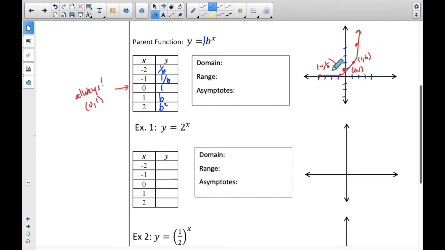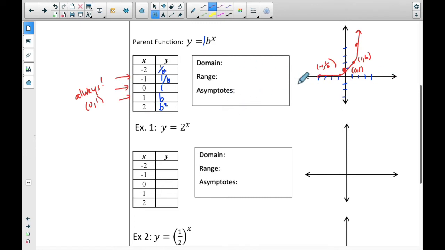I know that's kind of hard to read because my handwriting is a little bit messy. I was trying to fit it in there. But these are the points. You will always have these 3 points. These 3 points are very important points. Let's talk about the domain and range real quick.